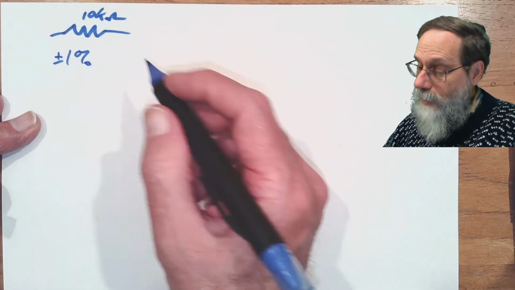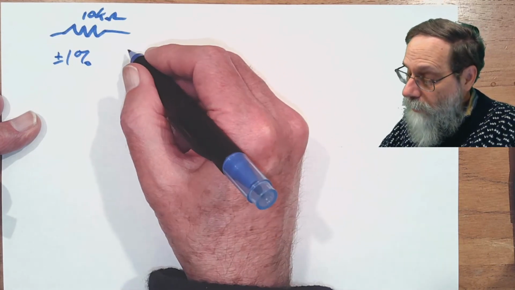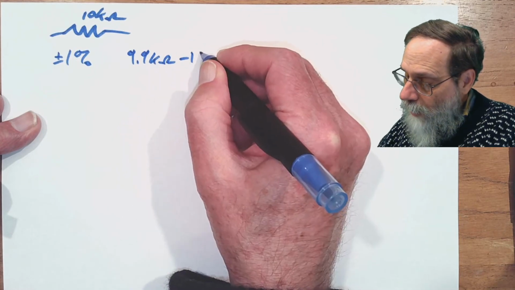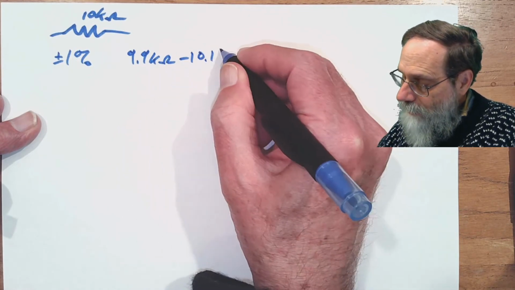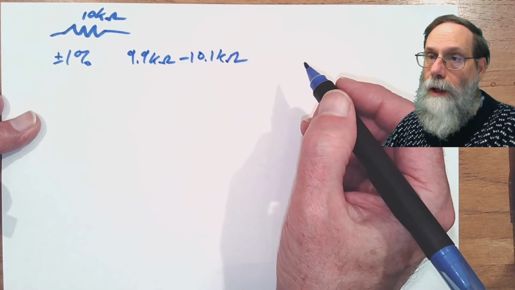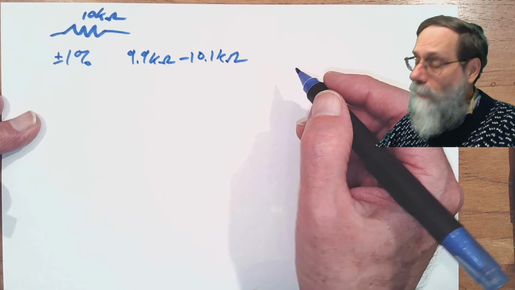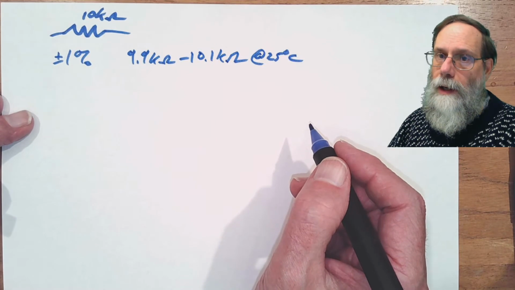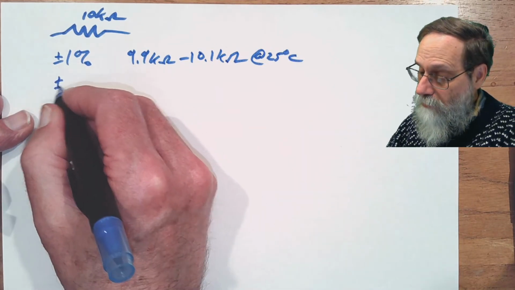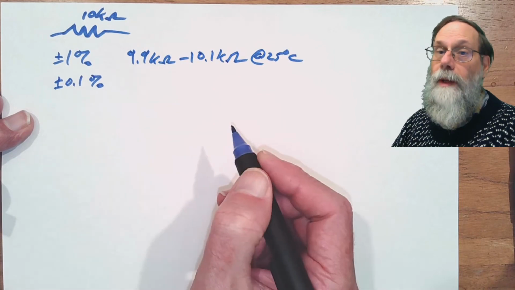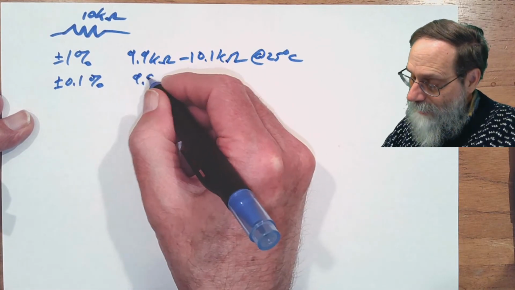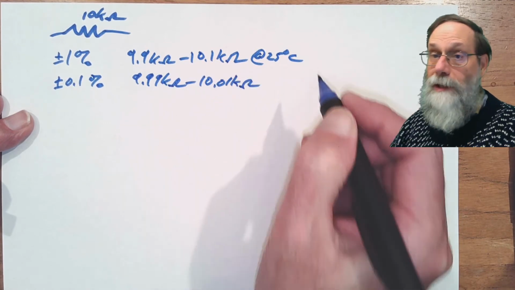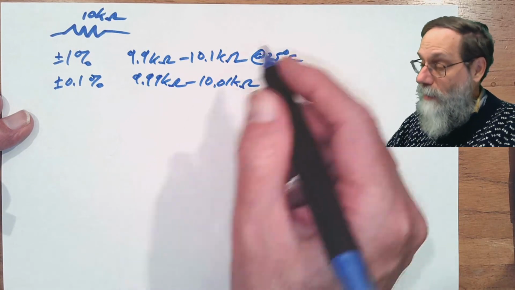What that would mean is that the 10k ohms there isn't necessarily 10k ohms. All they're guaranteeing is that it's in the range 9.9k ohms to 10.1k ohms. And that guarantee, when they give it, is at 25 degrees C. You can also pretty easily nowadays get 0.1% tolerance, and there it's 9.99k ohms to 10.01k ohms, so a much more precise value. And again, it's at 25 degrees C.